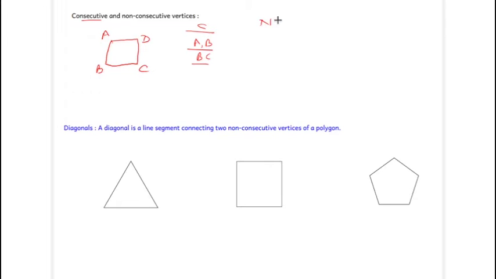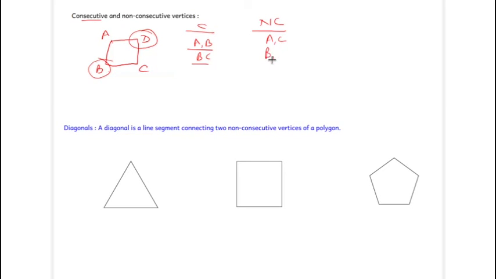Okay. Now come to non-consecutive vertices. Non-consecutive means between 2 vertices there should be another vertex or a number of other vertices. Okay. See, between A and C, if we consider these 2 vertices, from this side, the vertex D is there. Similarly here, between A and C, the vertex B is there. So that's why A and C are non-consecutive vertices. Similarly, one more example will be B and D. See, between B and D, from this side C is there and from the other side A is there.